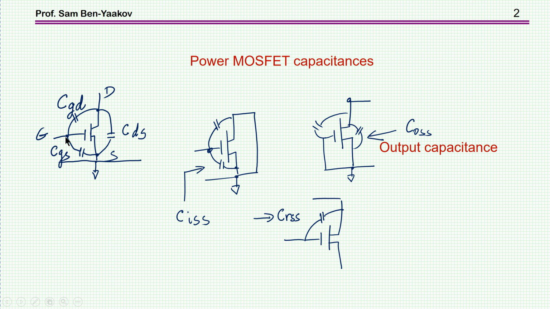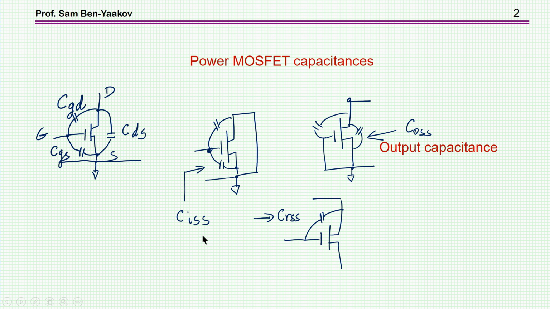We have capacitance actually between any two terminals. We have the gate, drain, and source of the transistor. Then we have CGD between gate and drain, CGS between the gate and source, and between the drain and source CDS. So these are parasitic capacitances within the transistor itself.